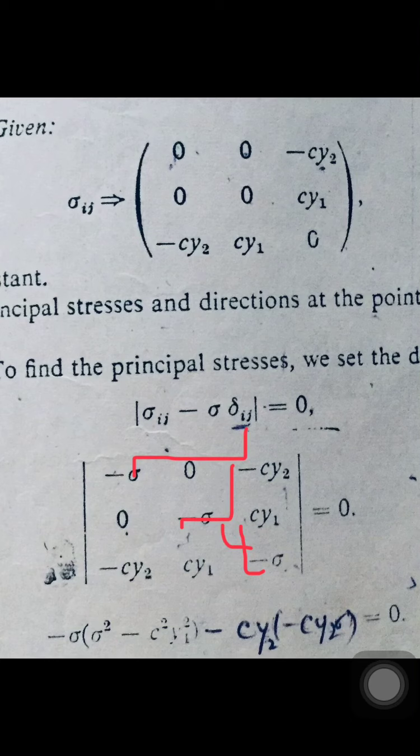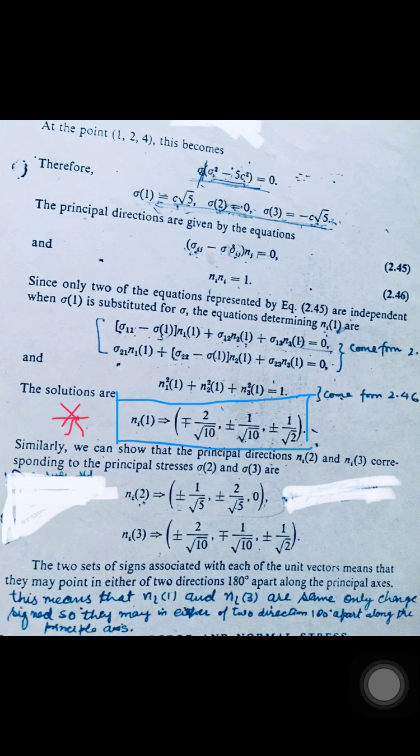our determinant becomes this one, and solving this we get this cubic equation easily. This is an easy form, nothing to do here. The term involving higher is in the next slide. Yeah, this one. At the point 1 to 4, when we substitute 1 to 4, we get this cubic equation in the form of sigma bracket sigma square minus 5c square bracket close equals 0. So there are three factors.